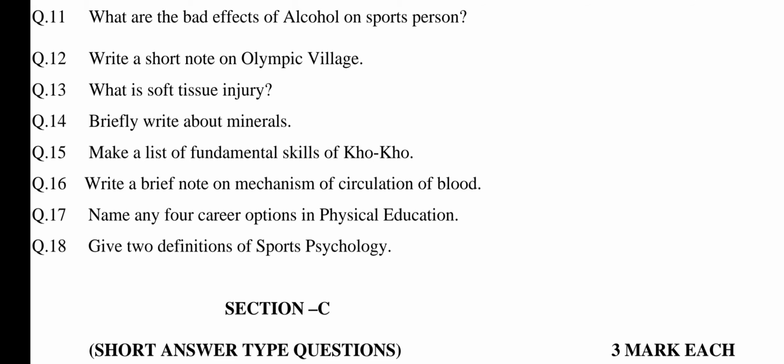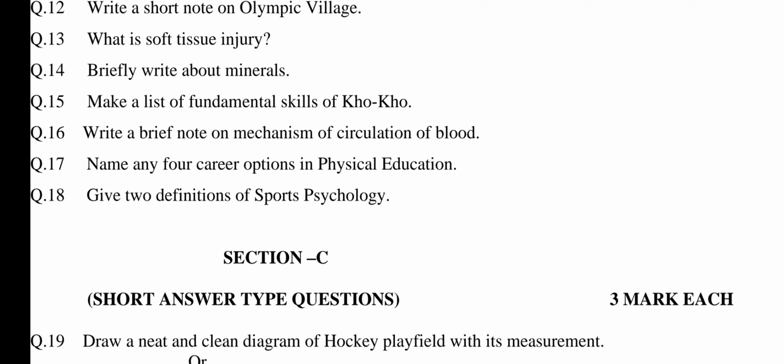Question number 12. Write a short note on Olympic game. This question is related to chapter number 8, Olympic Village. The answer may be: it is difficult to say the exact origin of Olympic Games, but as per the record, the ancient Olympic Games were held in 776 BC at Olympia, a small village township about 220 miles from Athens, capital city of Greece.